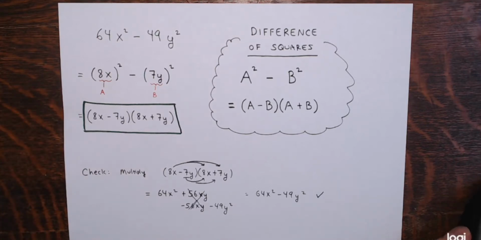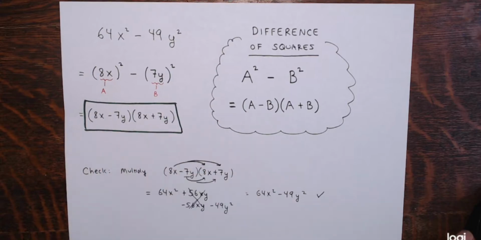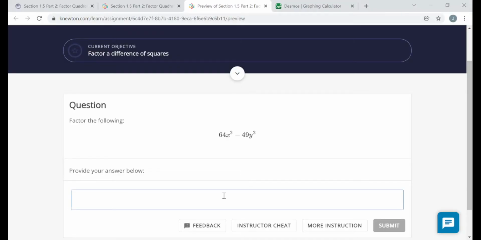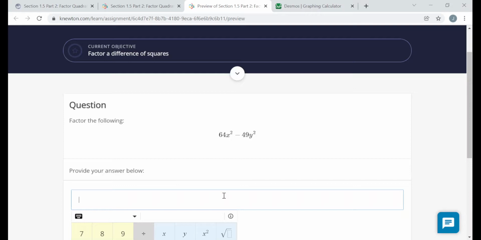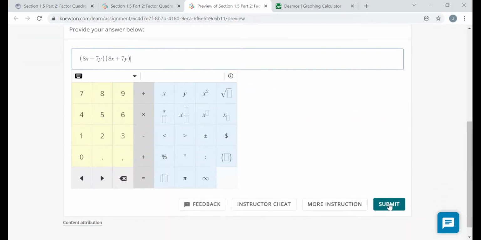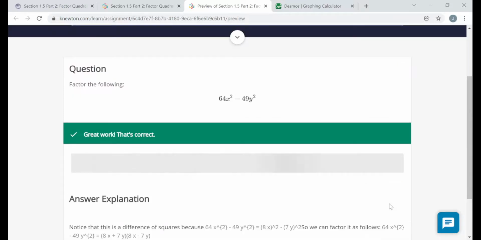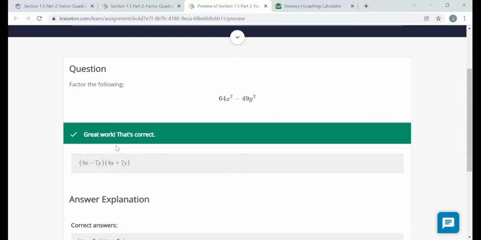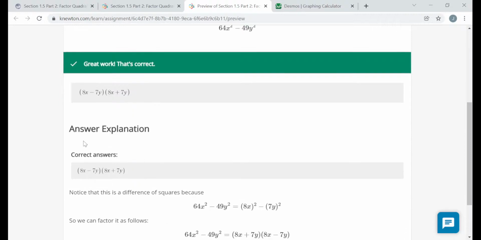All right, so that's what I'm going to enter. I'm going to enter this factored form back in the assignment page. So in parentheses, 8x minus 7y times, and then parentheses again, 8x plus 7y, and this should be good. And we'll submit and see if we got it right or not. Hooray! It'll tell you if you got it right or wrong, and then there will be an answer explanation.